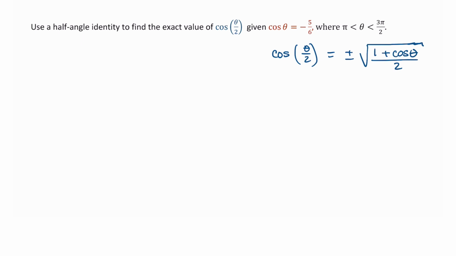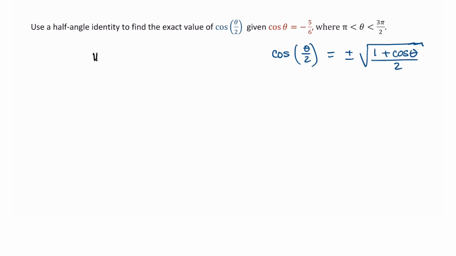Okay, so first we look at the formula for cosine of theta over 2, which is plus or minus the square root of (1 plus cosine theta) over 2. So remember that the plus or minus in this expression is determined by the quadrant where theta over 2 lies. Cosine could be either positive or negative depending on where the input terminates. So that's going to be our first hurdle to get through here.